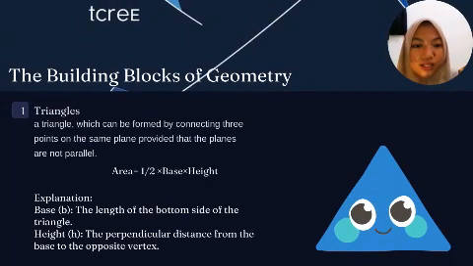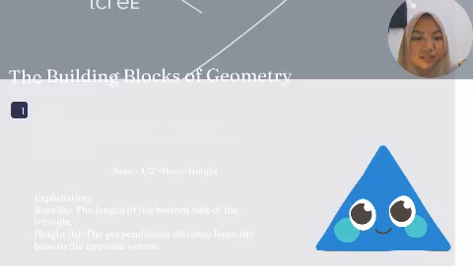Next, we will discuss the building blocks of geometry. First is the triangle. A triangle can be formed by connecting three points on the same plane, provided that the points are not collinear. The formula is area equals 1/2 times base times height. Explanation: base or b is the length of the bottom side of the triangle, and height or h is the perpendicular distance from the base to the opposite vertex.